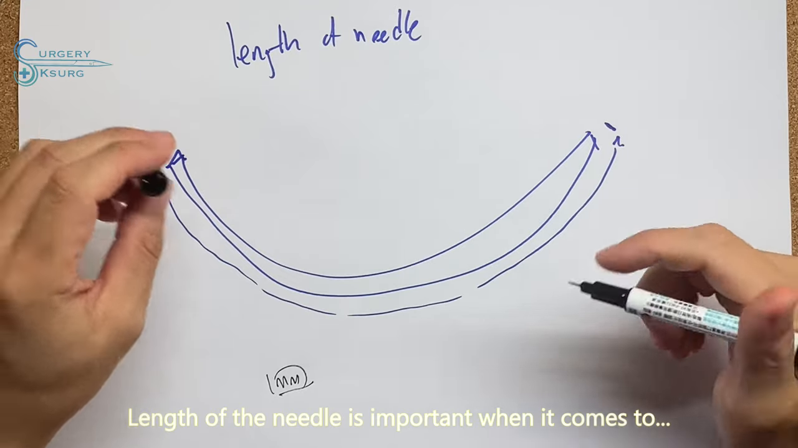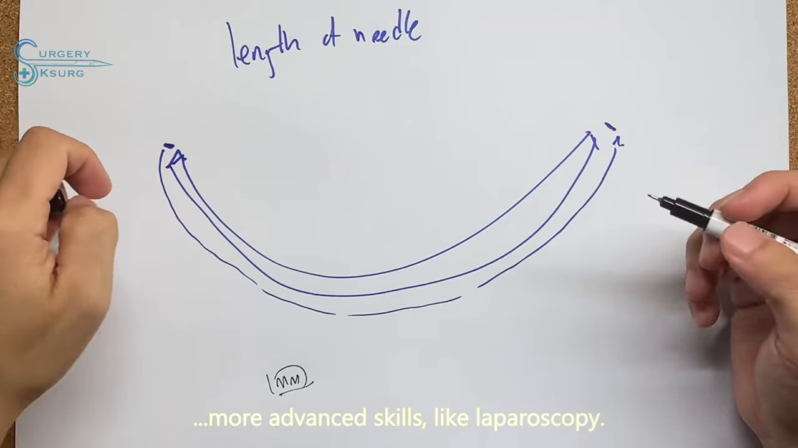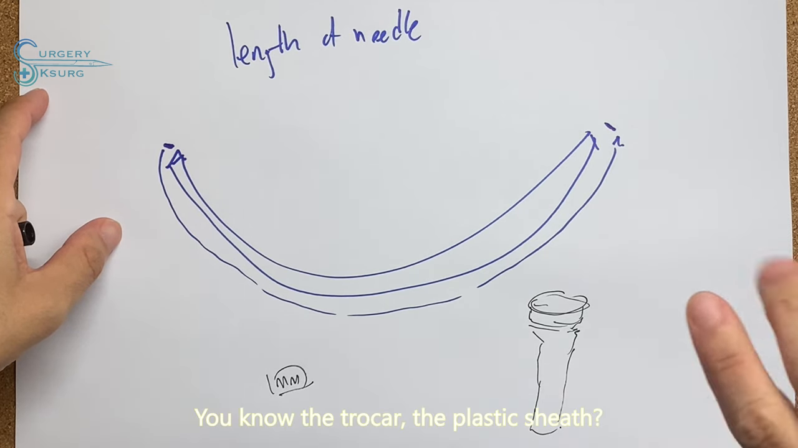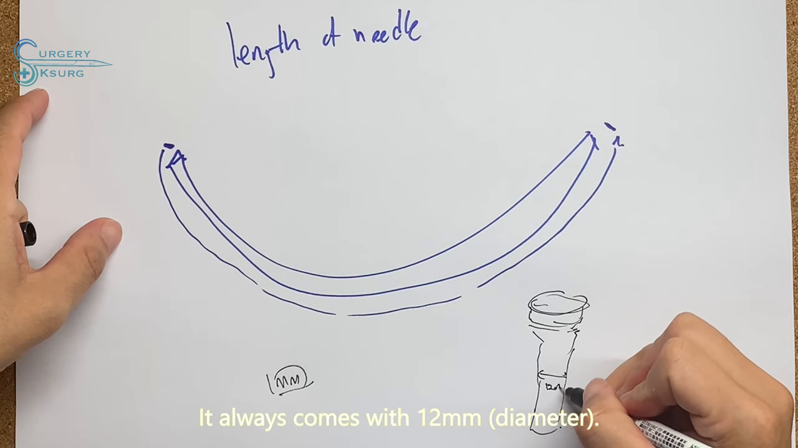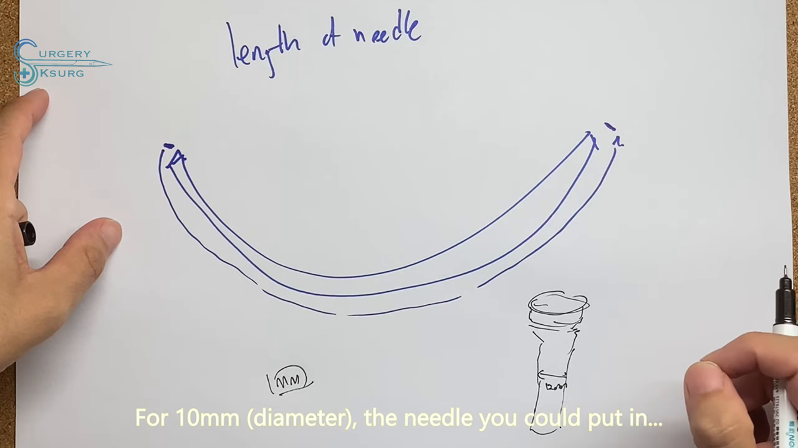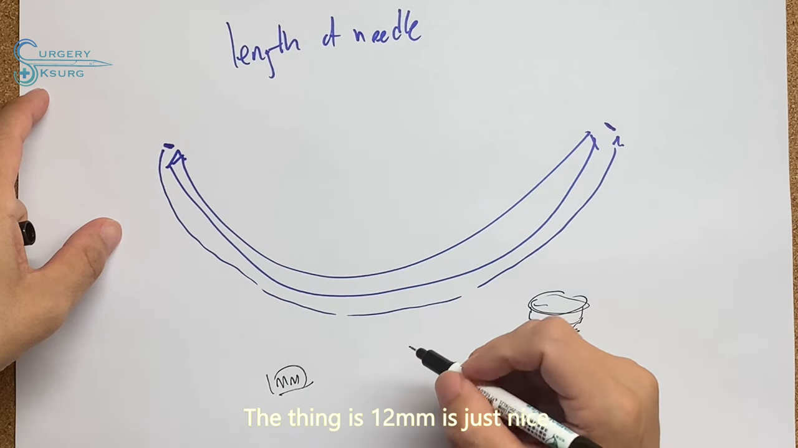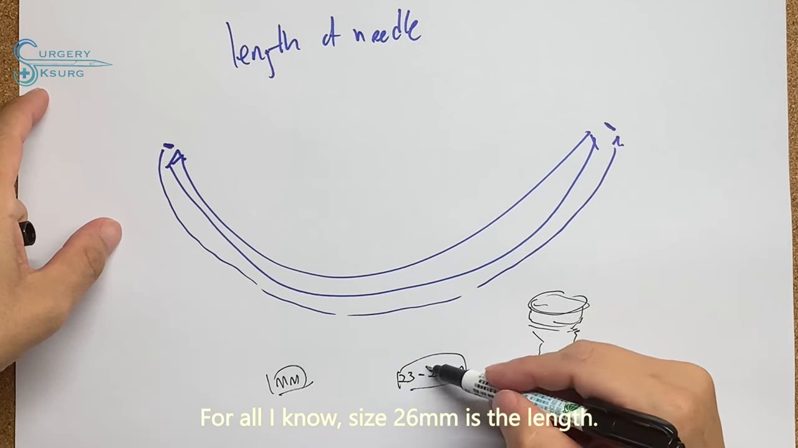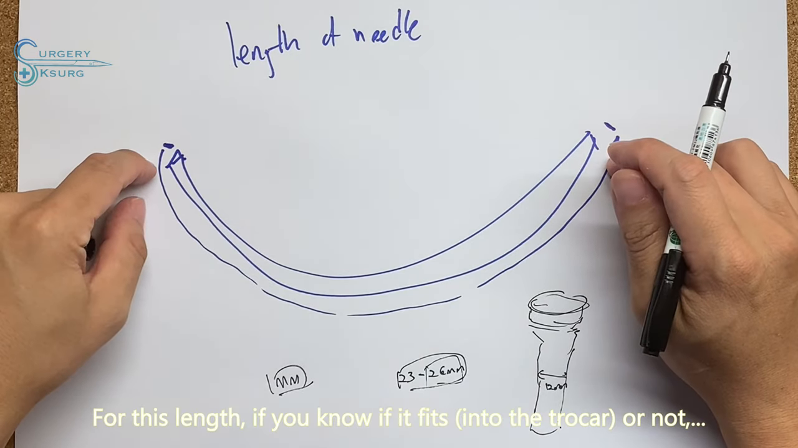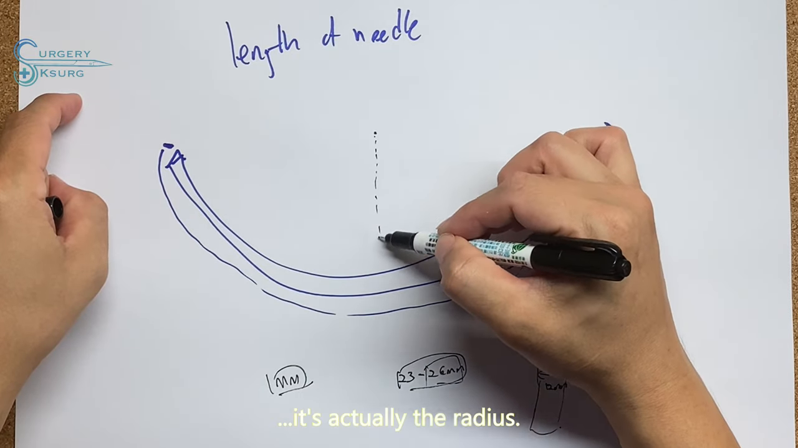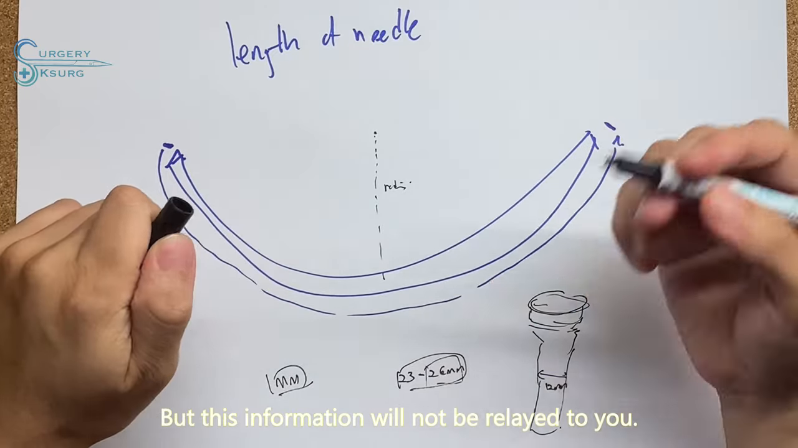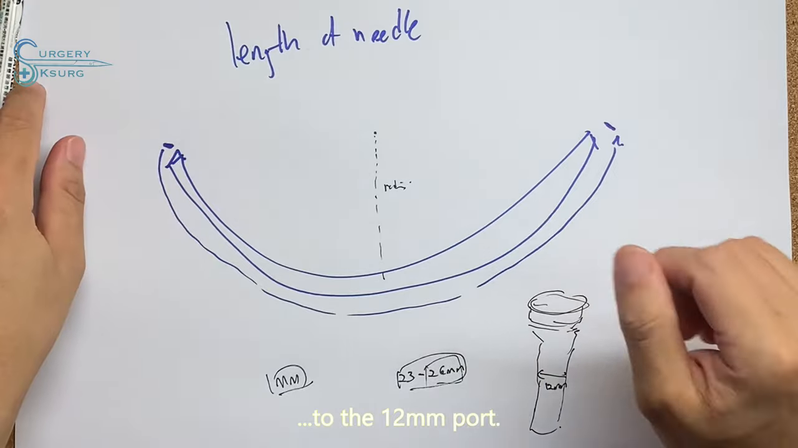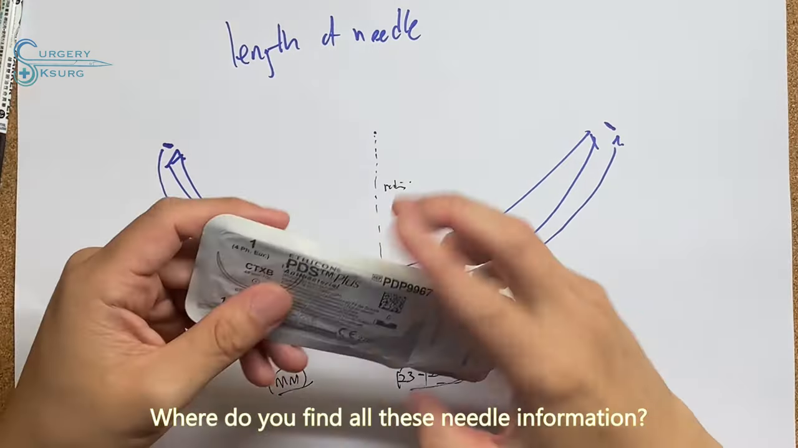The length of the needle is important when it comes to more advanced skills like laparoscopic skills. Let's say the trocar. Usually, if you want to do laparoscopic suturing, you know the trocar, the plastic sheath. It always comes with 12 mm, 10 mm. The needle that you can put in is a bit small, but 12 mm is just nice, because with 12 mm you can put a needle size 23, or you can put a needle size 26. For all I know, size 26 is actually the length. So whether this length fits or not is actually determined by the radius, but this information is not relayed to you. So 26 will correspond to the maximum size of the 12 mm port, so that you can do laparoscopic suturing.